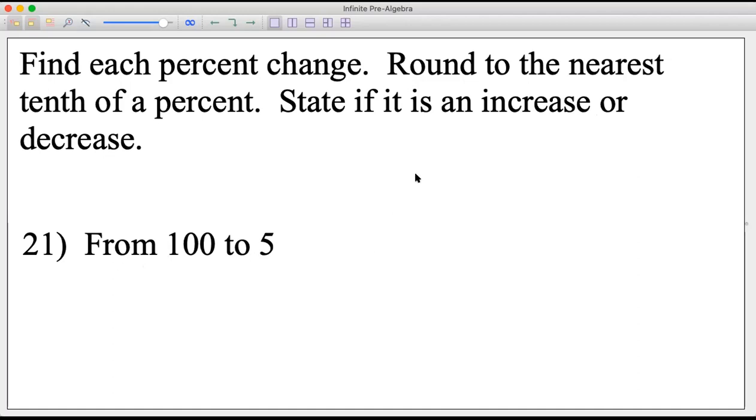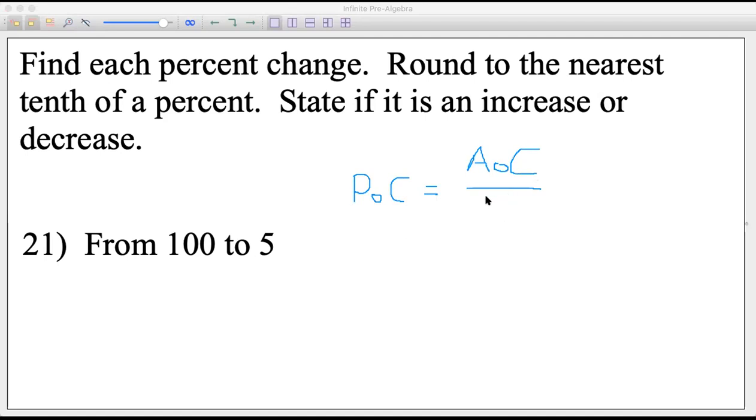We don't get a proportion. We get a formula. Now, most of you, I would bet, have already forgotten this formula. Anybody remember it? What do you got, Carson? I'm going to use some abbreviations. POC for percent of change, and AOC, amount of change, over original number.